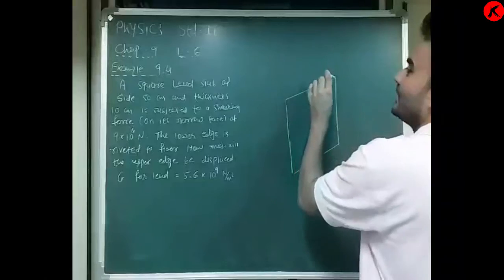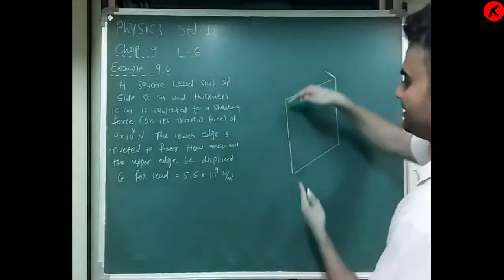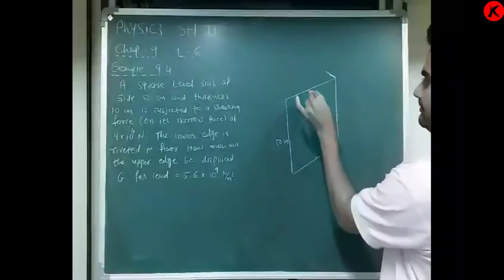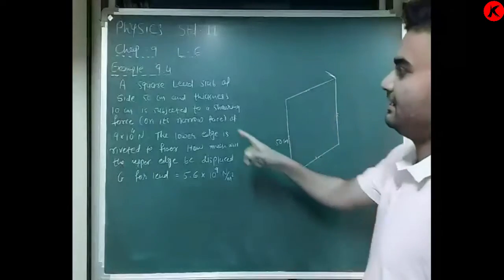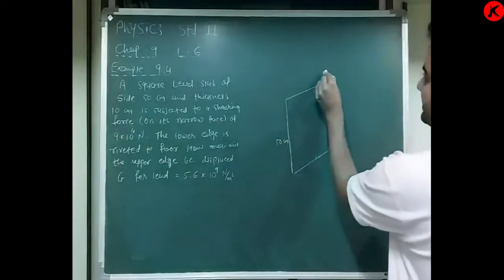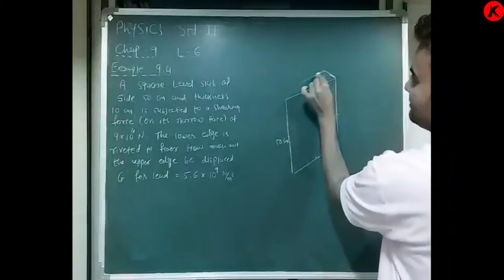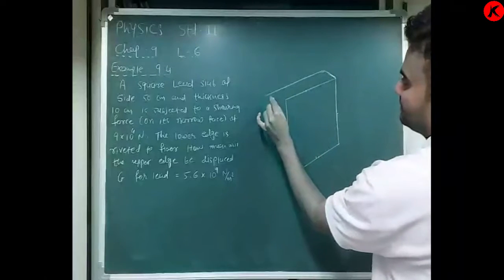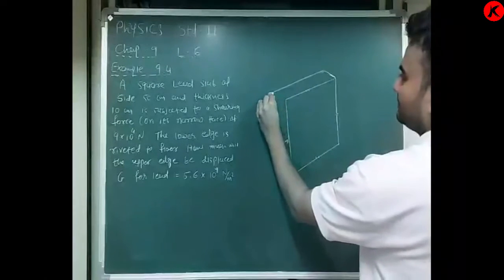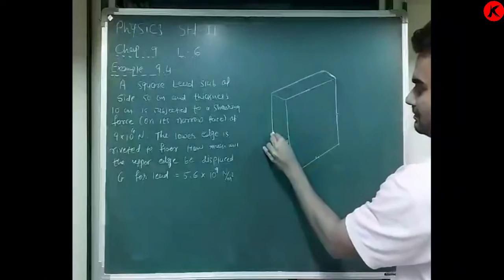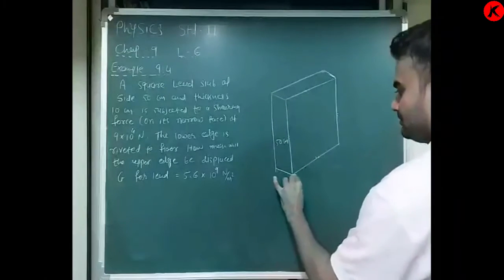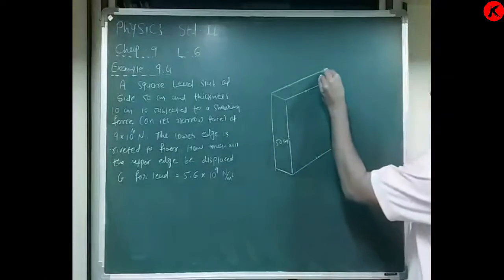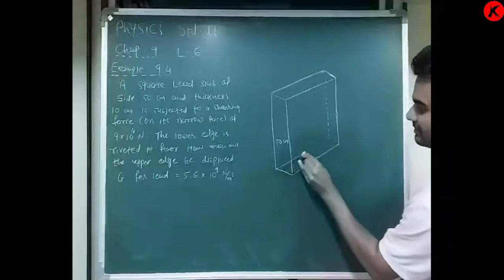Let's say this is a square slab of side 15 centimeter. So this one is 15 centimeter. Every side is the same, 15 centimeter, and thickness 10 centimeter. Let's say it has a thickness also, thickness is equal to 10 centimeter. Like this way. Definitely there will be some portion that will be like this way.